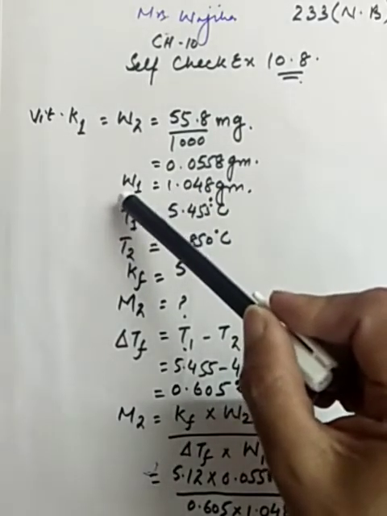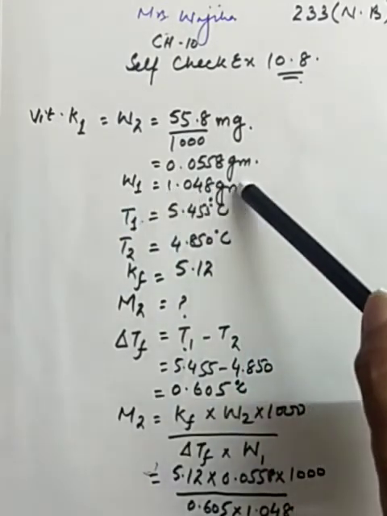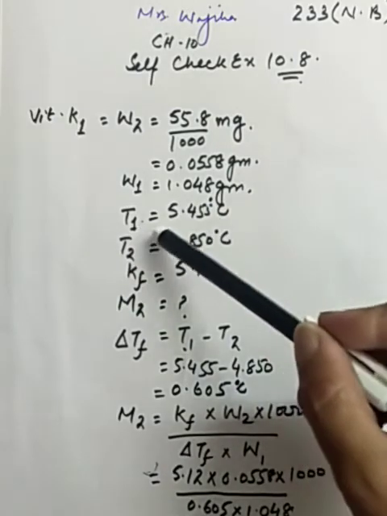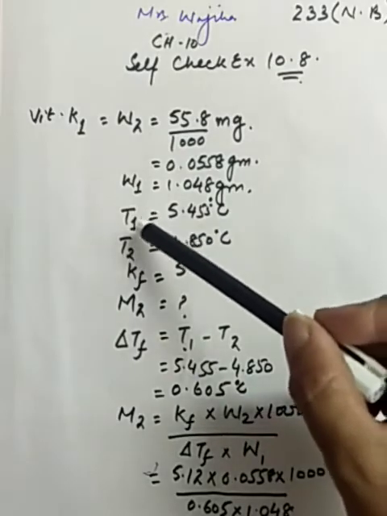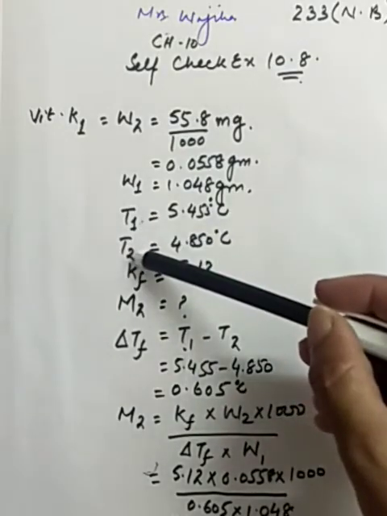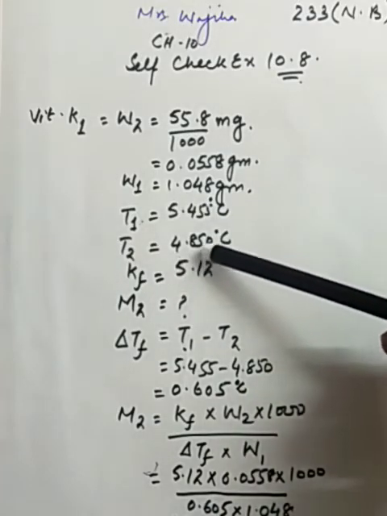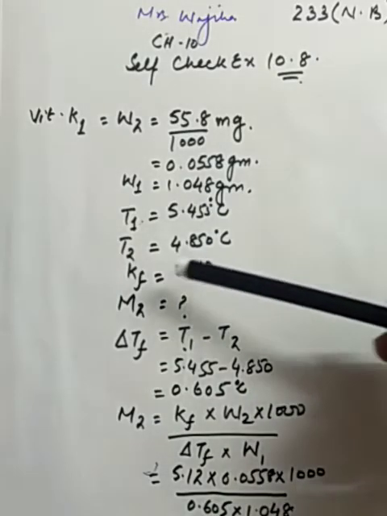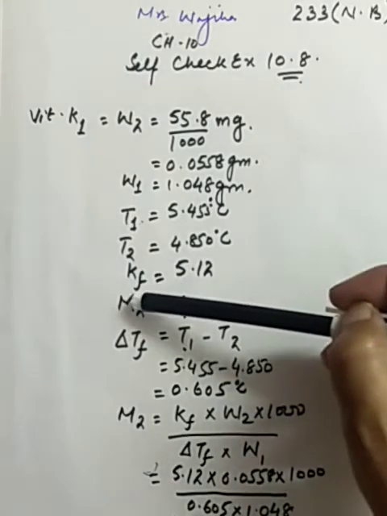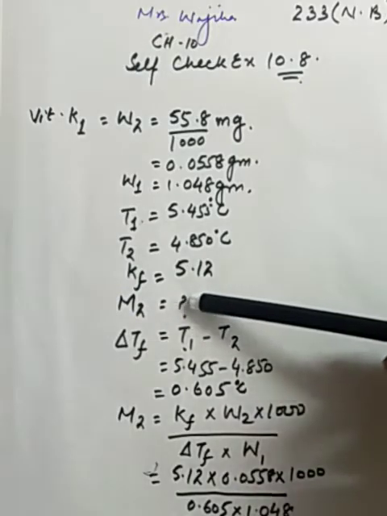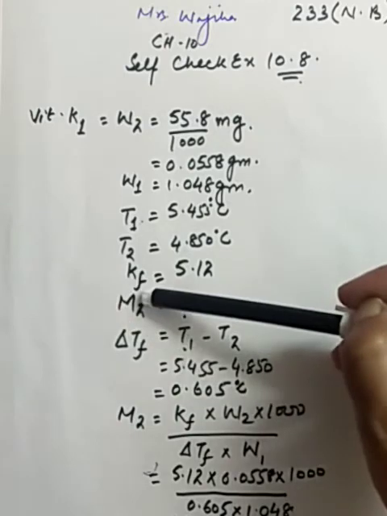Weight of the solvent is always represented by W1, that is of benzene, which is 1.048 gram, and the freezing point of benzene is 5.455 degrees centigrade. When we add the vitamin K in benzene, the freezing point of the solution is 4.850 degrees centigrade. Kf is 5.12. Molecular mass is the question mark. We have to find the molecular mass of vitamin K1.